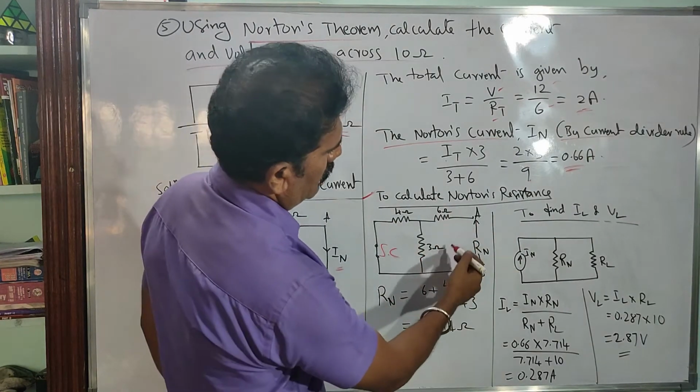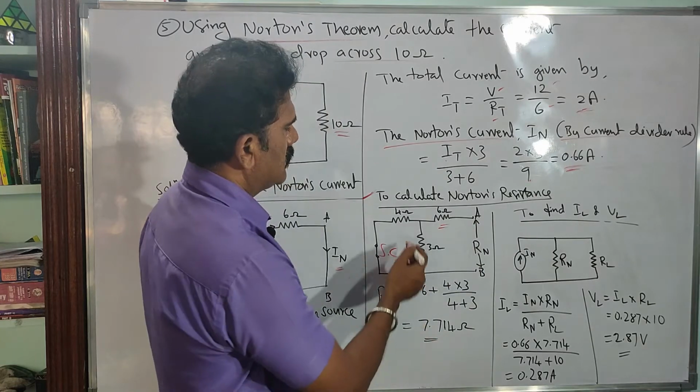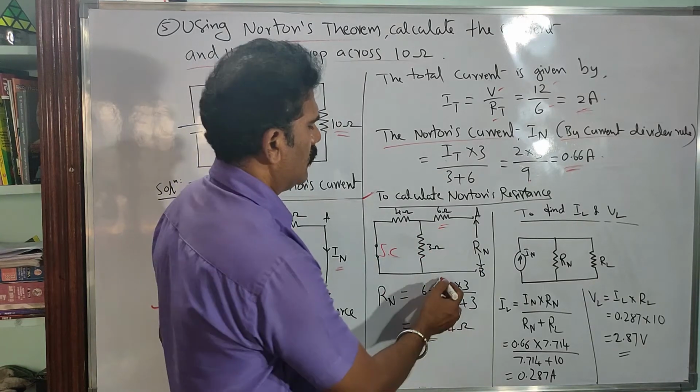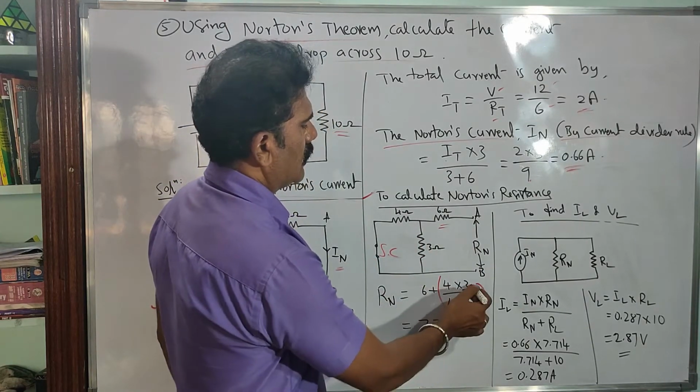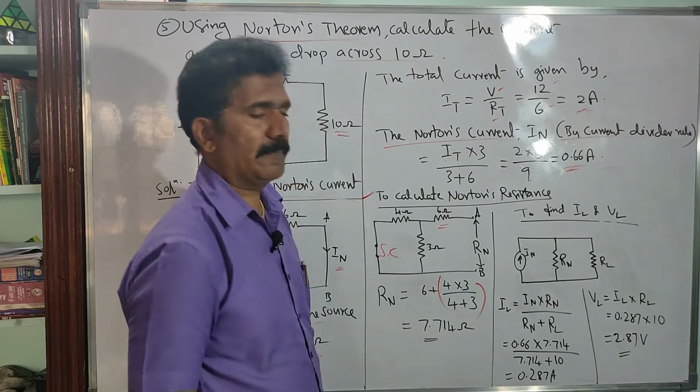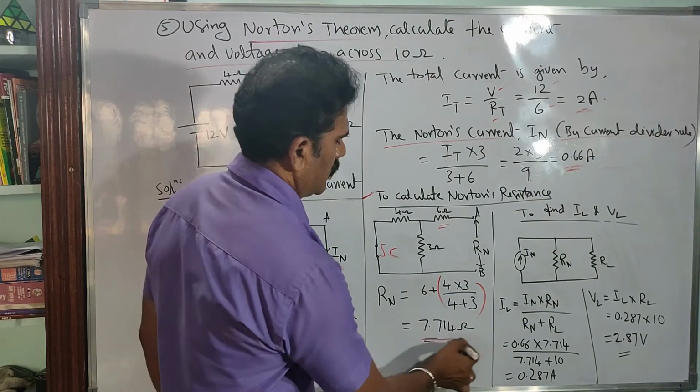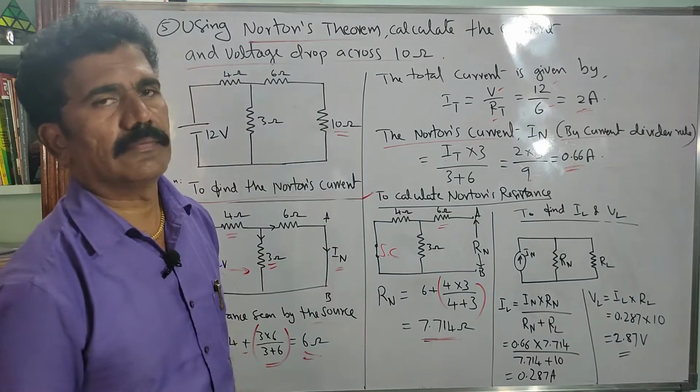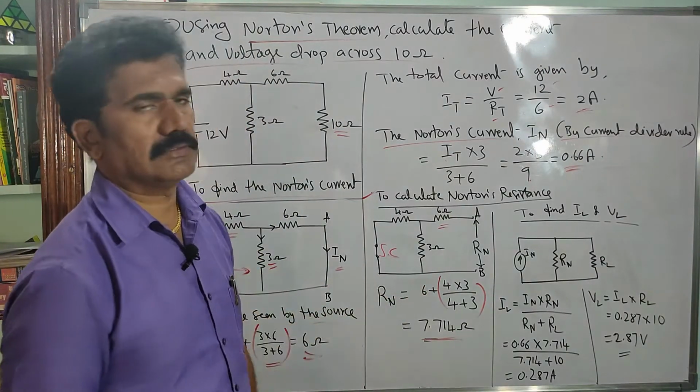Now from this side, the 6 comes in series, and 4 and 3 are in parallel. Therefore 6 plus 4 into 3 divided by 4 plus 3. Calculate, and you will get 7.714 ohms. That resistance is now called Norton's resistance.